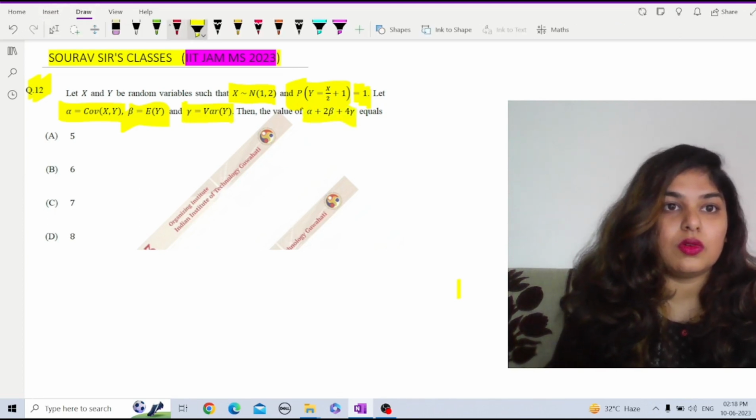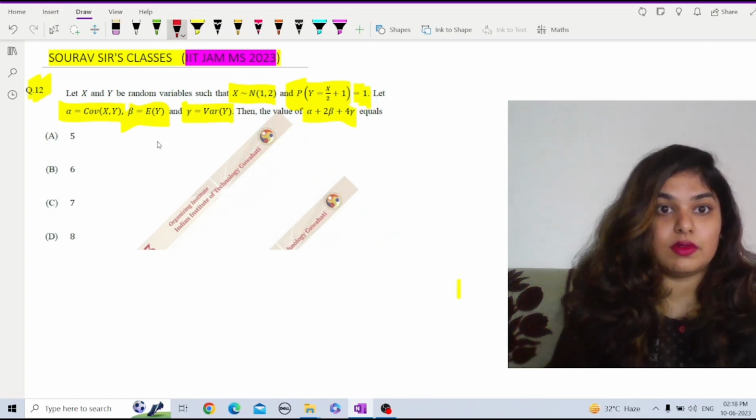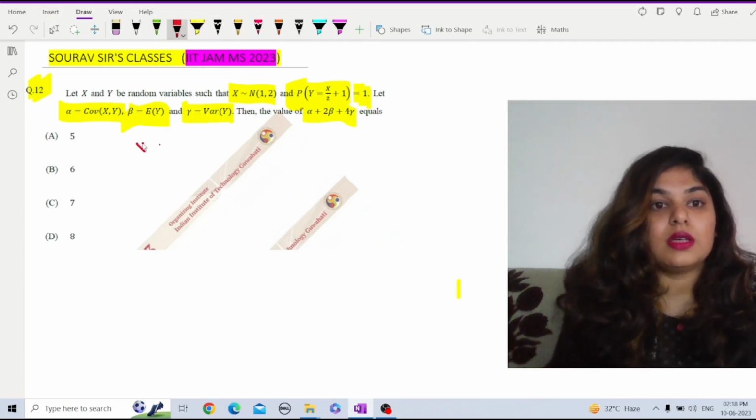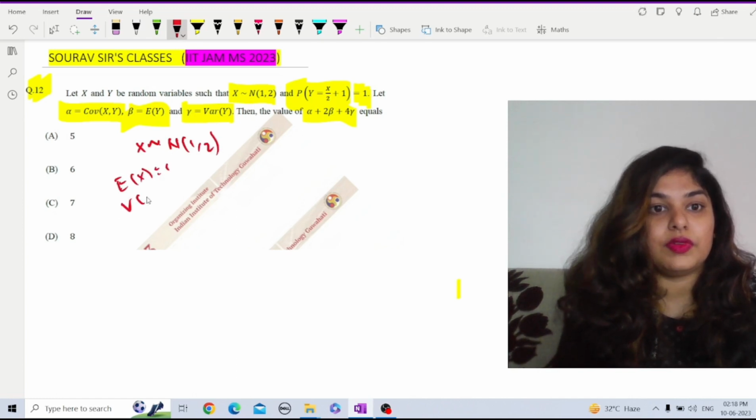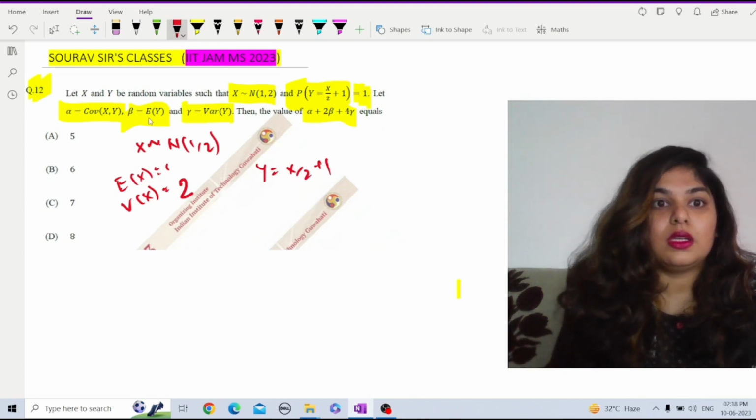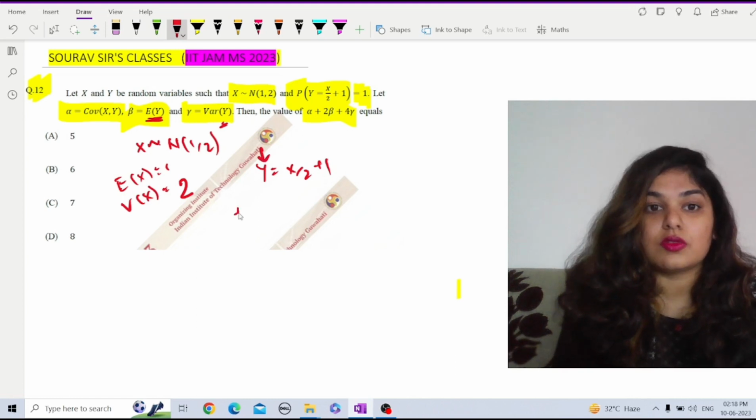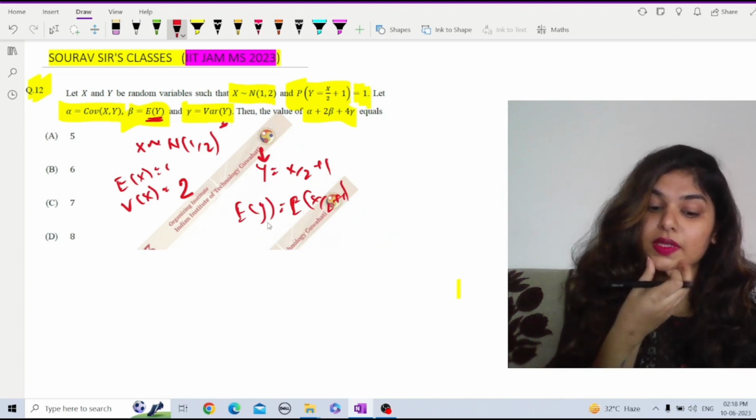Now let us write down all the information that we have been given in the question, right? So X follows N(1, 2). So from here we can write down that E of X is 1 and V of X is equal to 2, correct? And we are given Y is equal to X by 2 plus 1, correct? Now here we have to find out E of Y and V of Y, so we are going to use this. So E of Y is equal to E of X by 2 plus 1, okay?